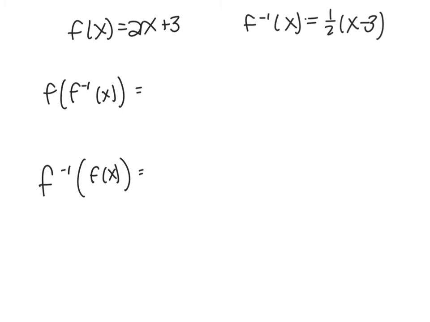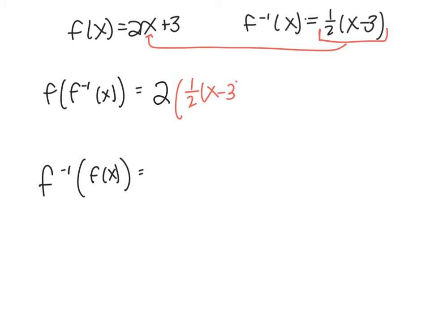So this is the same idea again. For this first part, we're going to take the inverse, all of that function, and plug it in for x in the original. So the original function had a 2, and then we're multiplying it by the inverse. So that's where x was in the original, and then the plus 3 is on the outside.